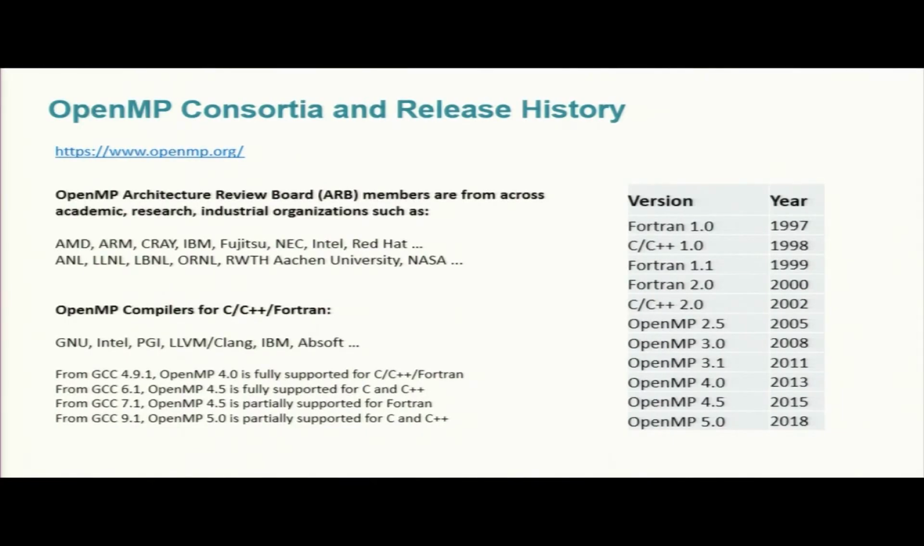So here we have the history of the OpenMP releases. It started about 2 decades ago, and currently we have the OpenMP 5.0 release. The compilers catch up with these releases, with whatever specifications are provided in them, at their own pace. So here you can see the latest GNU compiler has partial support for OpenMP 5.0 and so on.